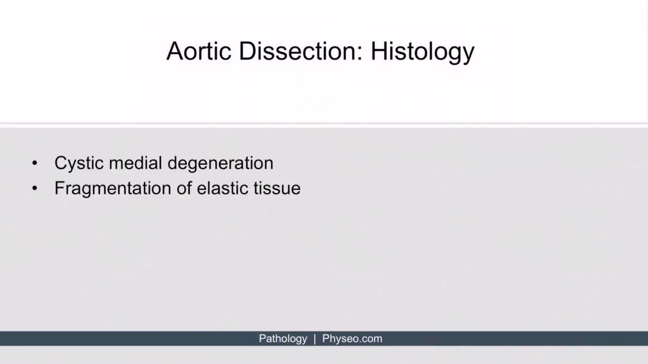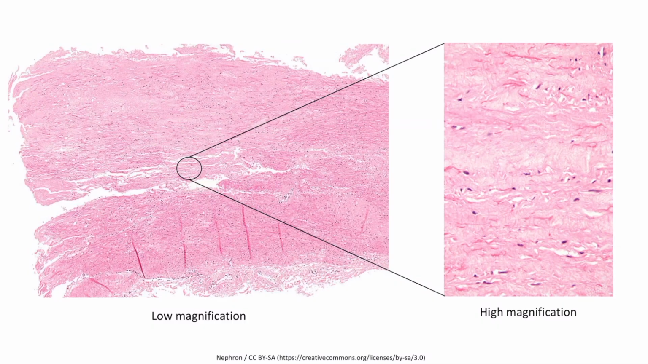Histological examination will reveal cystic medial degeneration and fragmentation of elastic tissue. So basically, the tunica media has degenerated and has been replaced with a cystic-like appearance, and the elastic tissue normally present in the tunica media appears fragmented. Here's a histological image of the aorta. On the left is low magnification, and on the right is high magnification. At the higher magnification, it's easier to note the cystic-like spaces, which we can see right here. This makes the tunica media appear abnormal.